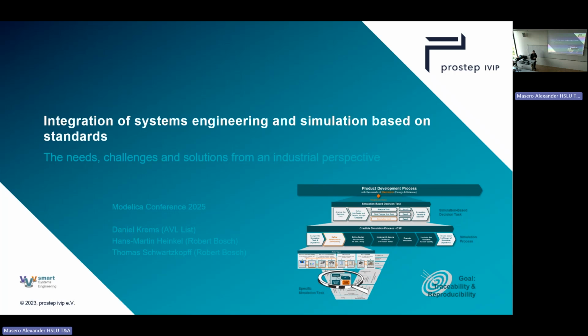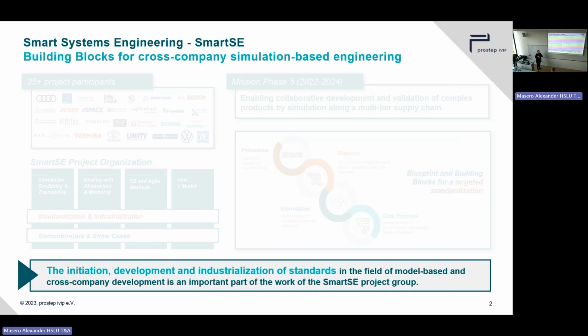What I would like to point out here is that I'm not speaking as an AVL representative, but as a representative of an OSEP project called Smart SE. Some of you might already know Smart SE. About the project, I'm not going into any details of what the project is or who is participating. There are 25 participants, or more than that actually, from different industries: automotive, aerospace, tool vendors, consultants, you name it.